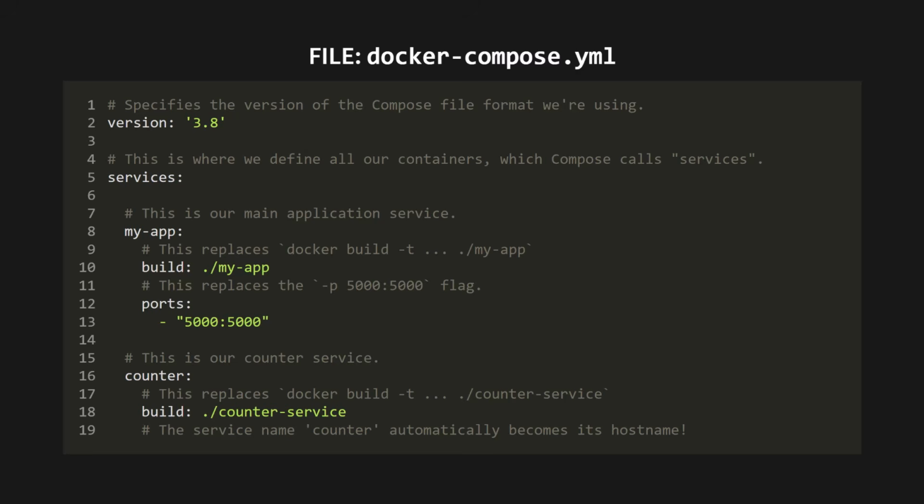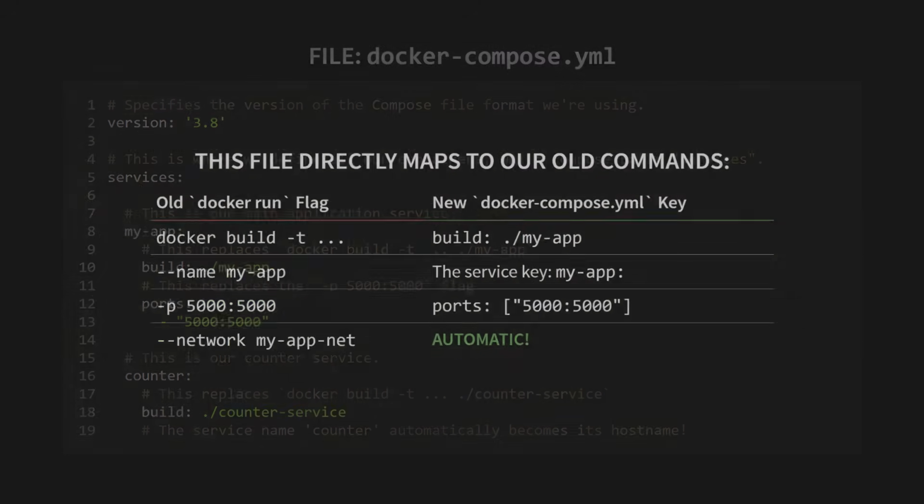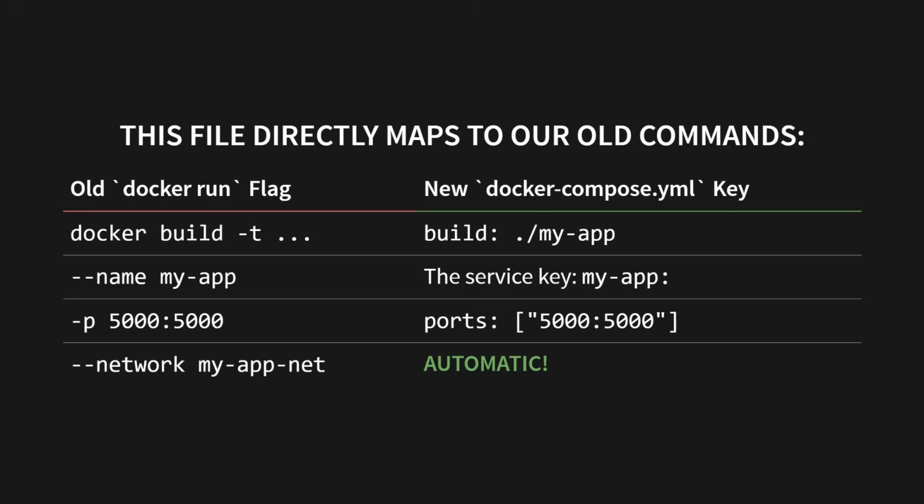Then we define our second service, the counter. Same thing, the build key points to the counter service directory. And here is the magic. The service name counter automatically becomes its host name. This file maps directly to our old commands. The docker build command, that's now just build: ./my-app. The --name my-app flag, that's just the service key itself, my-app:. The -p port mapping, that becomes ports.